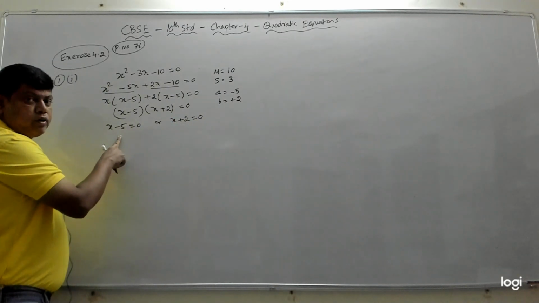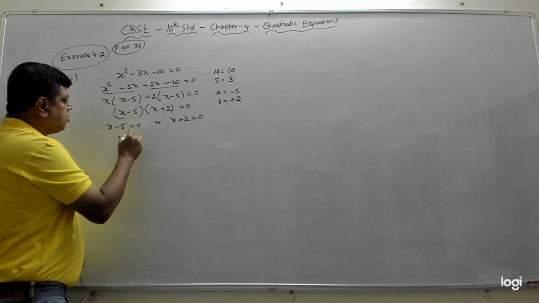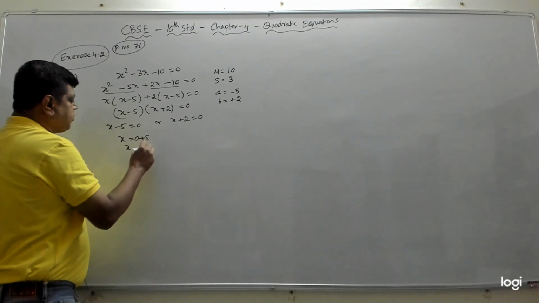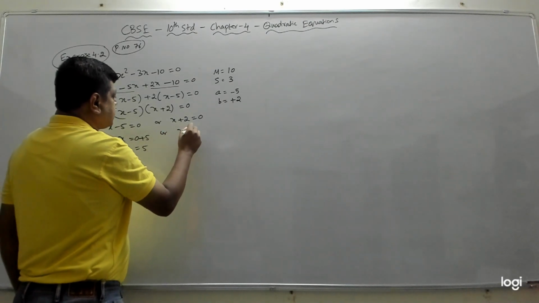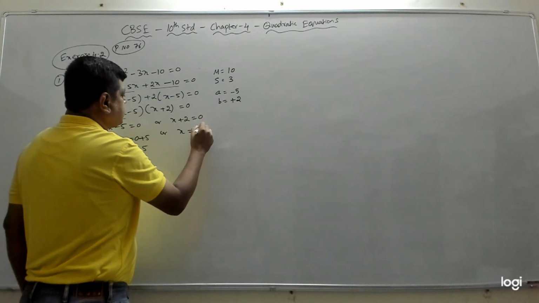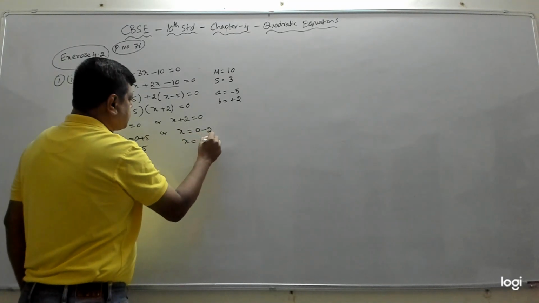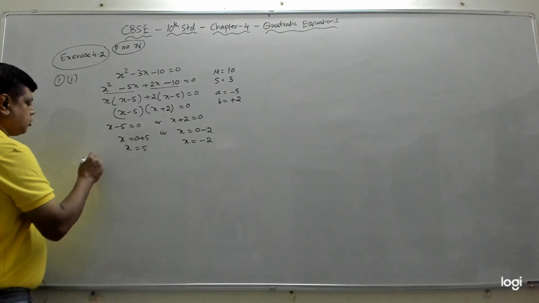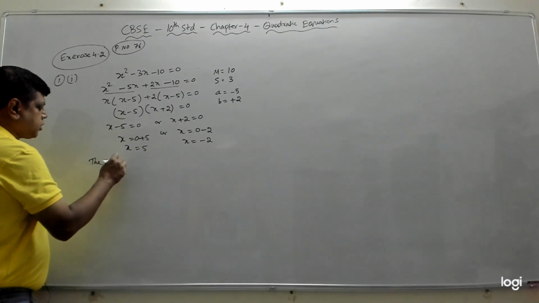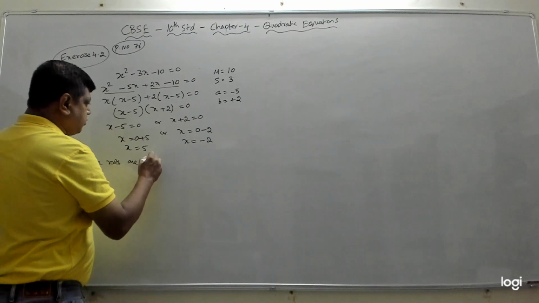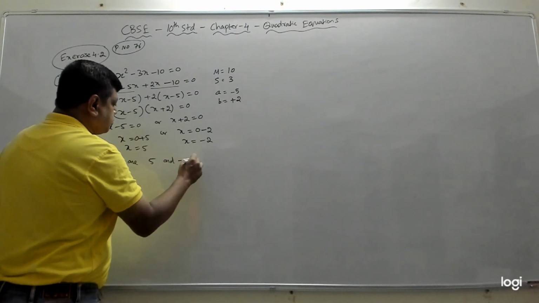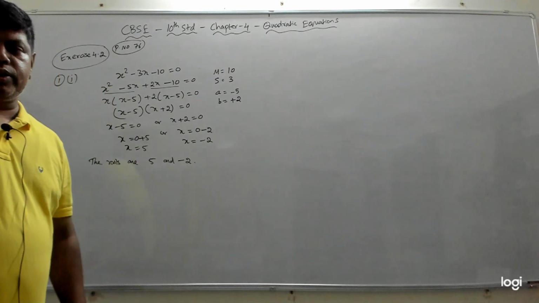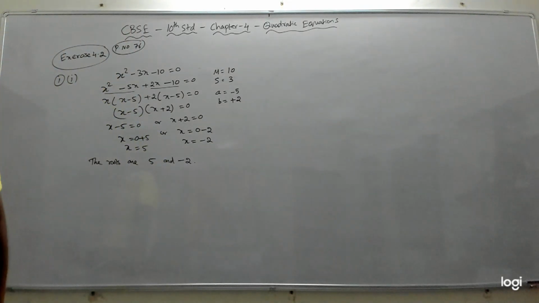If x minus 5 equal to 0, we'll get x is equal to, this minus 5 will go this side, it will become 0 plus 5. The x will become 5. Or x is equal to, this plus 2 will go this side, become 0 minus 2, which is minus 2. Right? So therefore we have got the roots. So the roots are 5 and minus 2. So these are the two roots for this quadratic equation. Fine. So now we'll move on to the next problem.